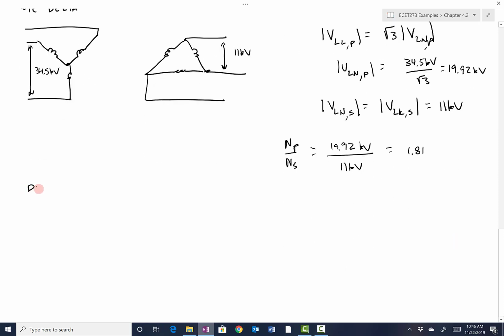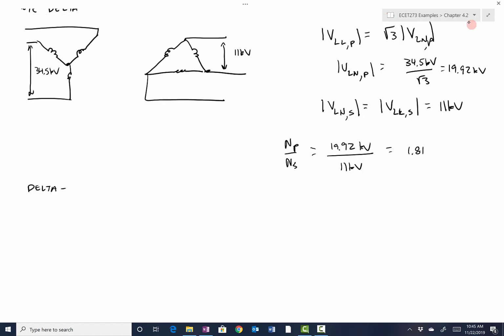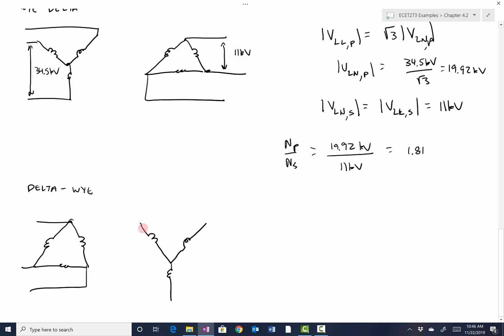The final three-phase configuration for a transformer that we can have is the delta-Y. The delta-Y. And so we've got a delta on the primary, and we have a Y on the secondary, and we just mark our given rated voltage on each, 34.5 kV. And over here, of course, we have 11 kV line to line.